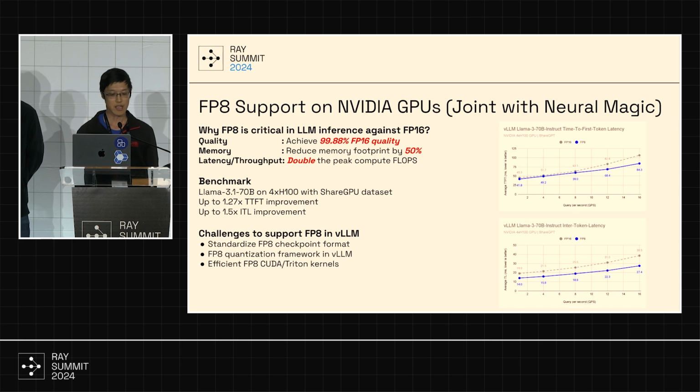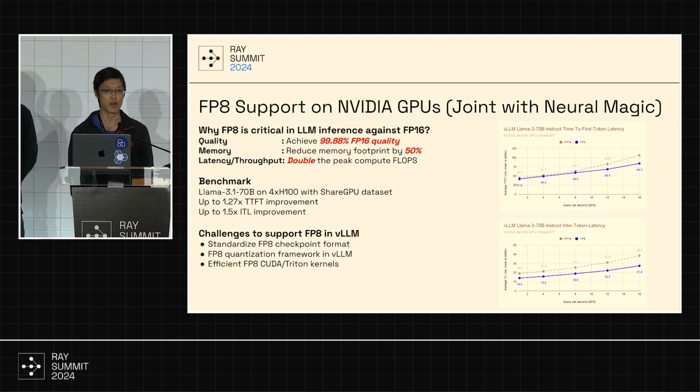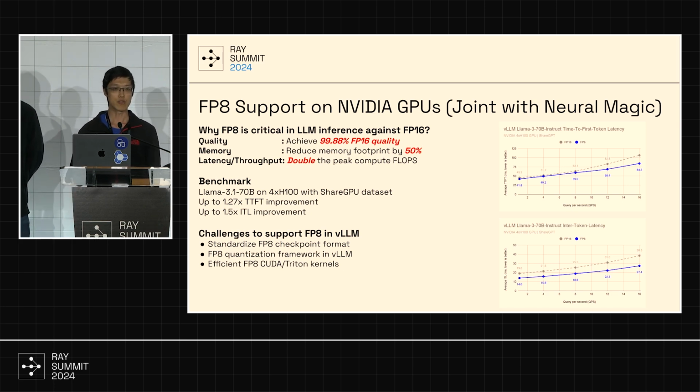And the second thing is we have to support the FP8 quantization framework in vLLM, in terms of how to load the model, quantize on the fly, or execute the model in an efficient way. And finally, we of course need efficient FP8 CUDA and Triton kernels to fully utilize the FP8 tensor cores available on GPUs. Fortunately, FP8 is now widely used in vLLM, and it has become one of the default options for large models. For example, the Llama 405B FP8 version became one of the official first releases by Meta.